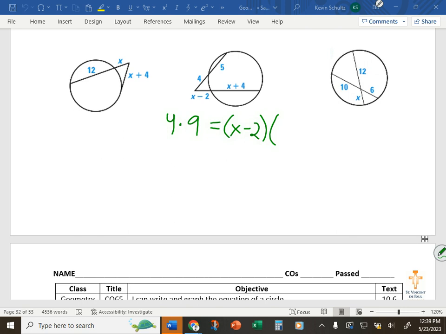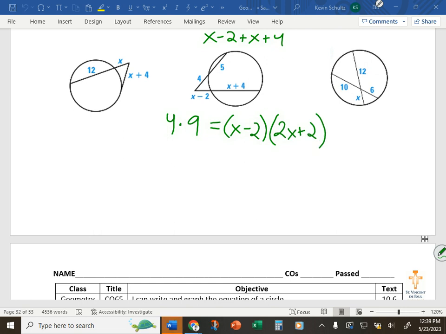Okay, so folks, people are saying the right thing, they're saying the wrong thing, they're saying they don't know. When you've got the secant, it's the outside part times the whole thing. So x minus 2 is that outside part. The whole thing is represented by x minus 2 plus x plus 4, which simplifies to be, as Ellen said, 2x plus 2.